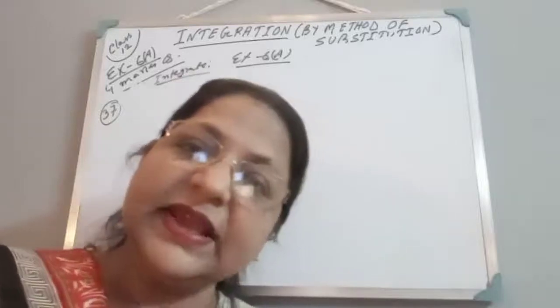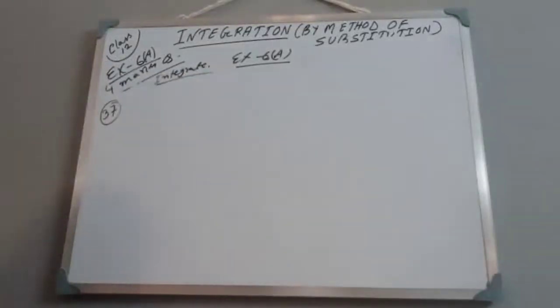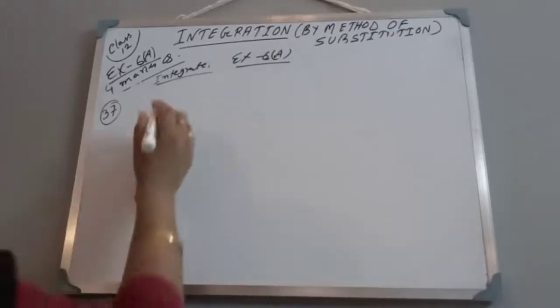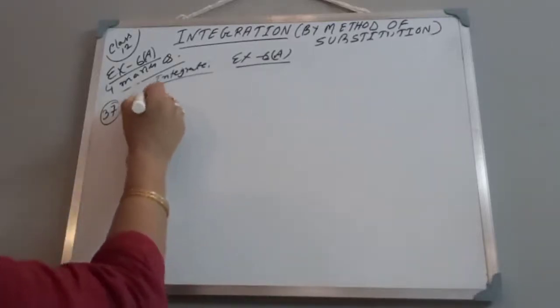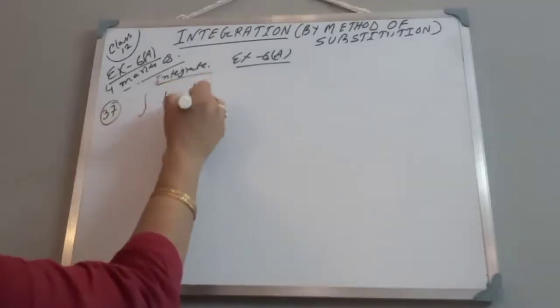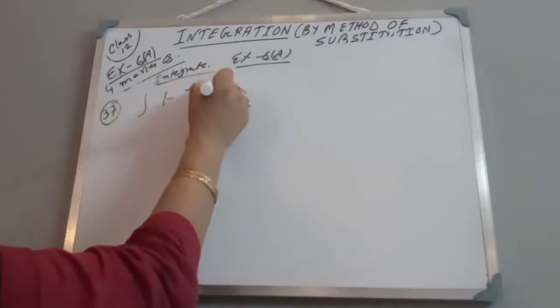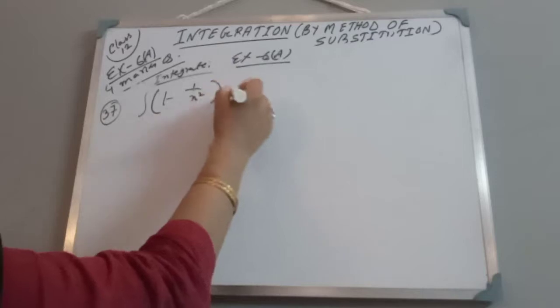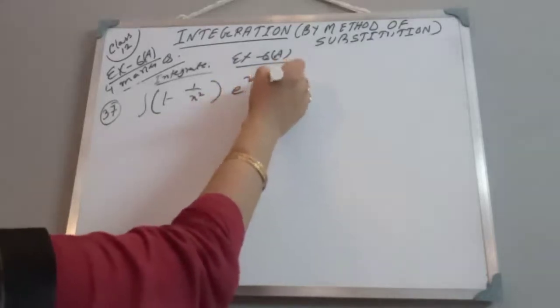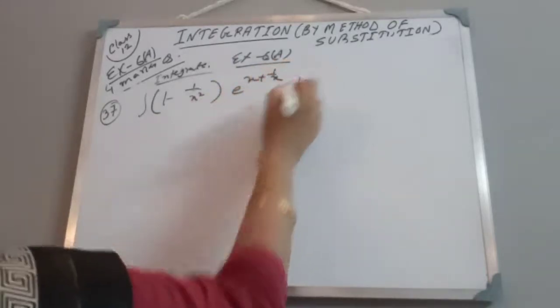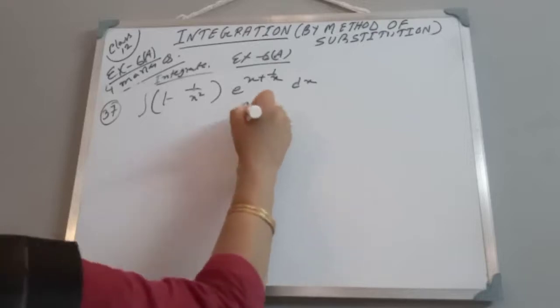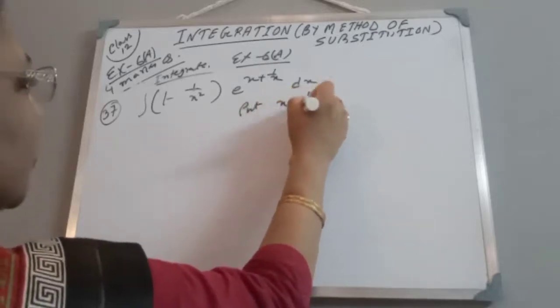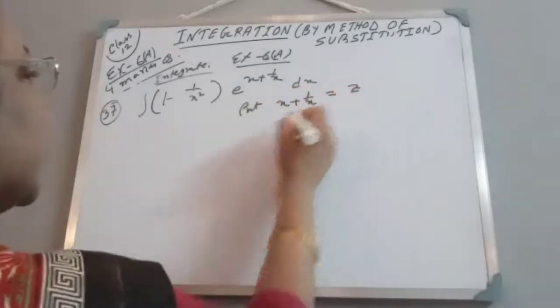Now SND exercise 6A, we are continuing sum number 37, class 12. Next, integral of (1 minus 1 by x square) e to the power (x plus 1 by x) dx. This is the question. What we will do? Put x plus 1 by x is equal to z.